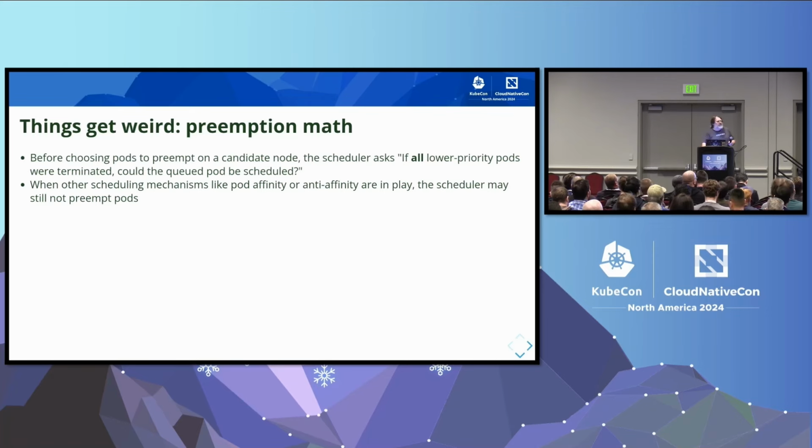But it doesn't try to pick and choose. What it's doing, it's kind of considering a worst case scenario. It's trying to avoid a situation where it evicts and evicts and evicts and evicts, and then it can't schedule at all. So it evicted a bunch of pods for nothing. So it just considers that worst case scenario right up front. If the worst case scenario happens and I still can't schedule this thing, I'm not even going to try.